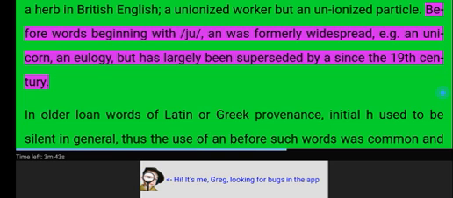Before words beginning with the yoo sound, an was formerly widespread, e.g. in unicorn and eulogy, but has largely been superseded by a since the 19th century.